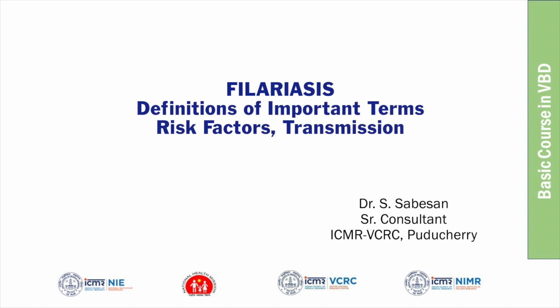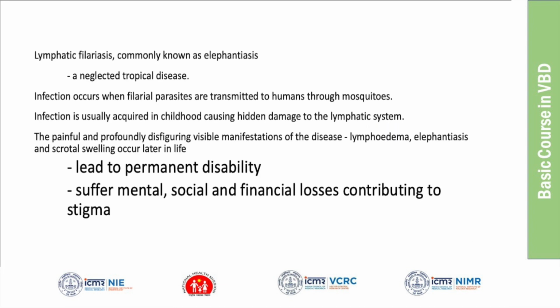So today the topic of our discussion is filariasis, and I am planning to tell you about the overall transmission aspects, the risk factors, and so on. Lymphatic filariasis, commonly known as elephantiasis, is one of the neglected tropical diseases. The infection occurs when filarial parasites are transmitted from one person to another through mosquitoes. The infection usually appears in childhood, causing hidden damage to the lymphatic system.